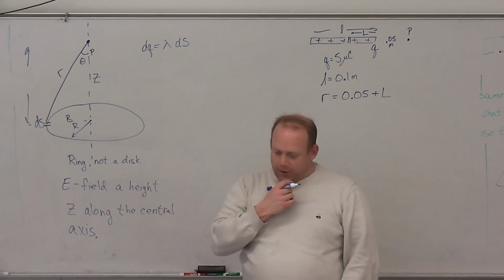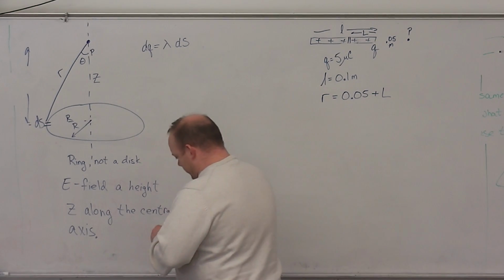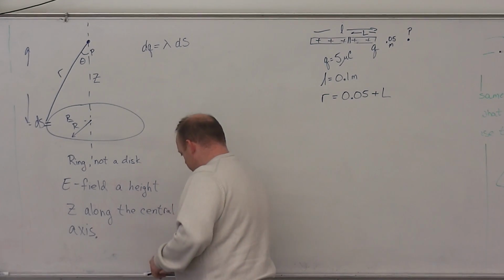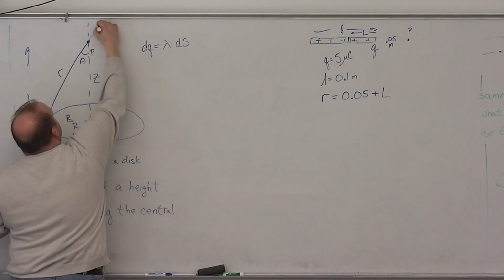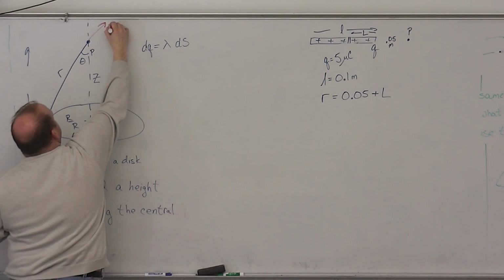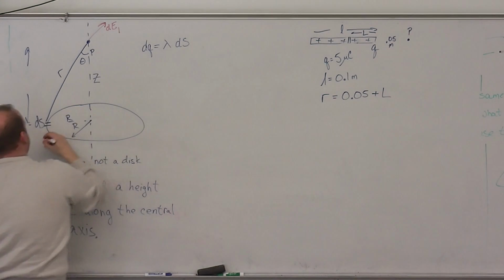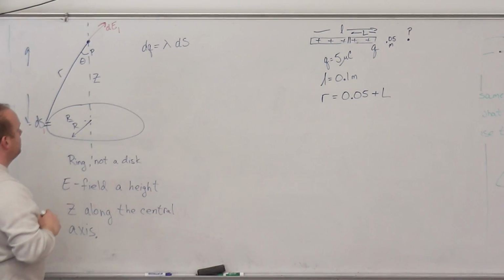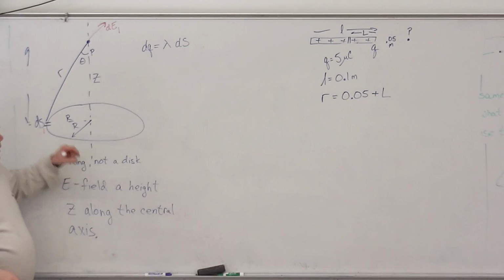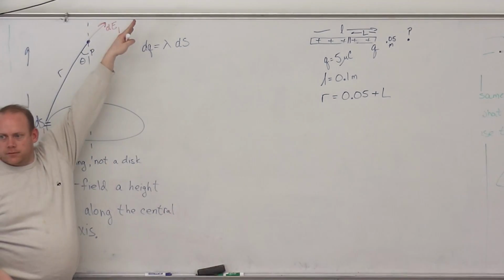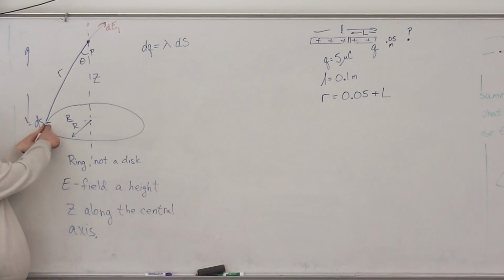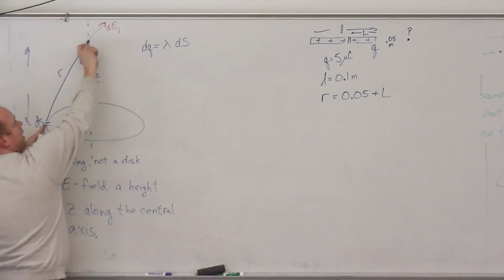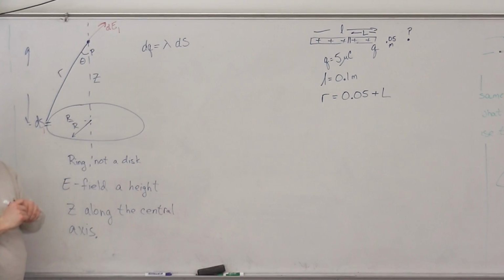Now, here's the thing. If you look at this, the electric field that's created at this point due to this point right here is going to point out like this. I'll call this dE1. I'll say that this is ds. Does that make sense? From over here, the electric field is going to point out and away from you. If I had a positive charge right here, the electric field at this location would go out like that. Make sense?